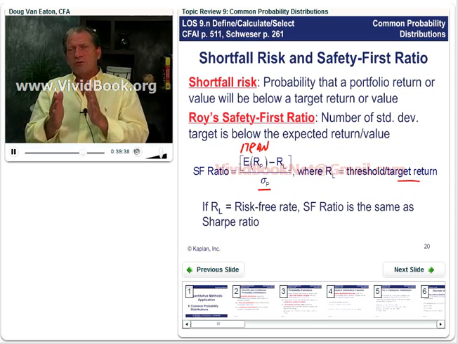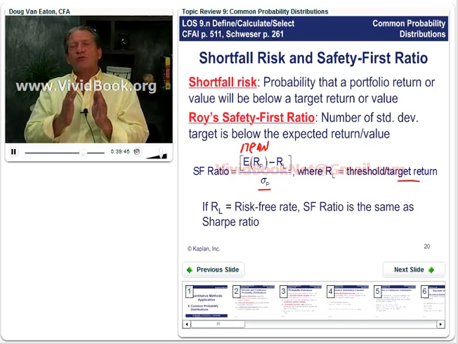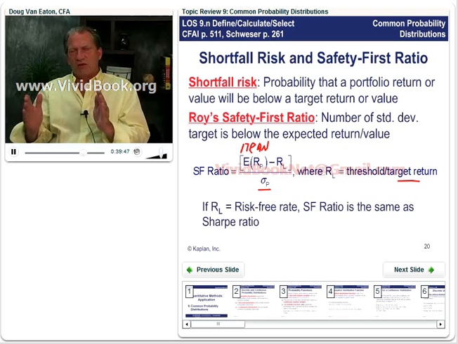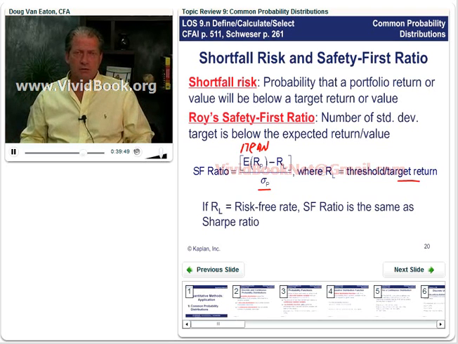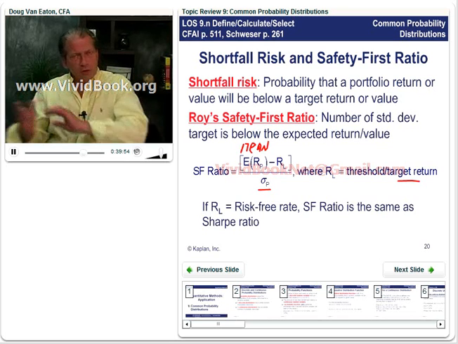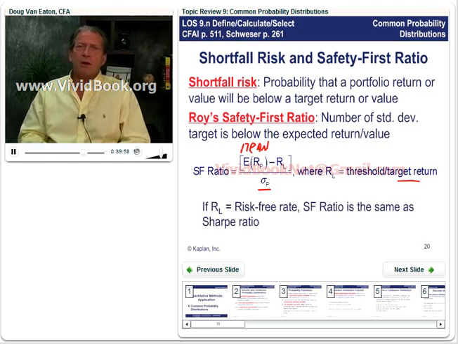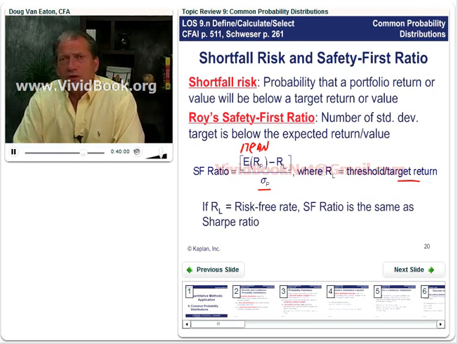And we want to choose the portfolio that has the least out in this tail. And that's going to happen when this threshold is the most standard deviations below the mean. The more standard deviations below the mean we are, the less probability out in that negative tail. Now you might remember the Sharpe ratio. If you look at this and we say our threshold rate of return is the risk-free rate of return, then the safety first ratio is the same as the Sharpe ratio.